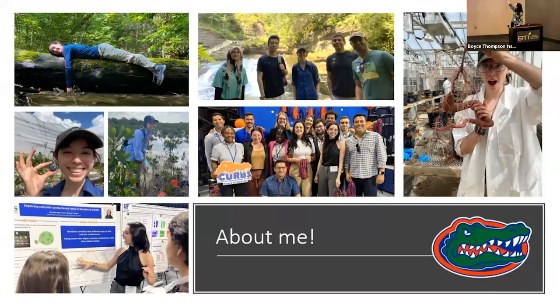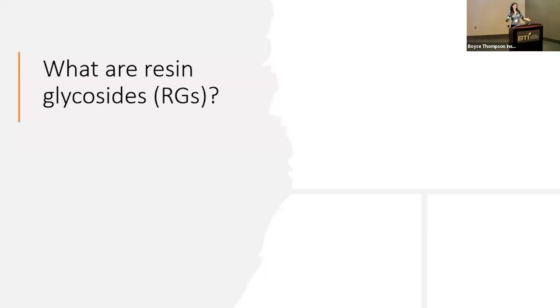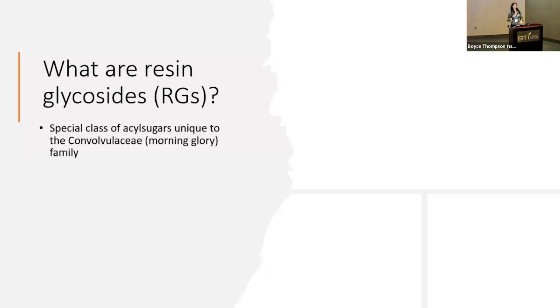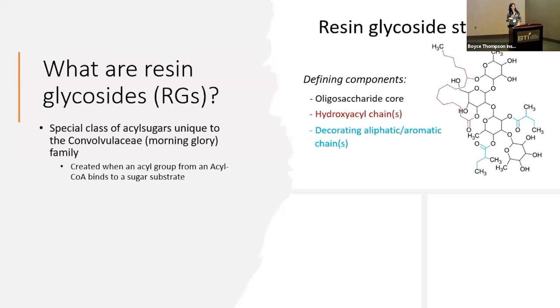So what are resin glycosides? They are a special class of acyl sugars that are only found in the Convolvulaceae family, which is morning glories. And their structure is really, really important to understanding what I'm doing here.